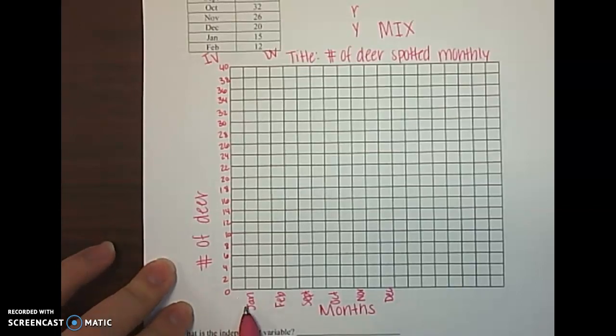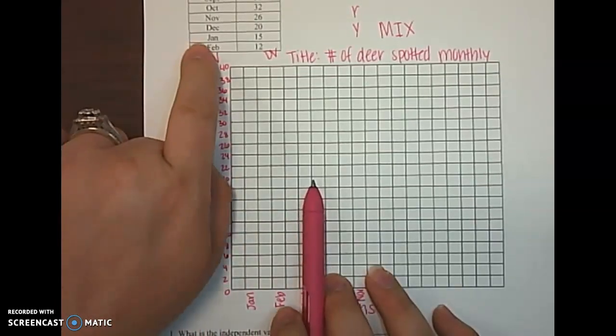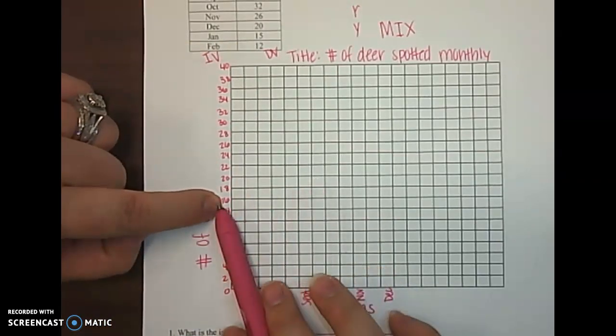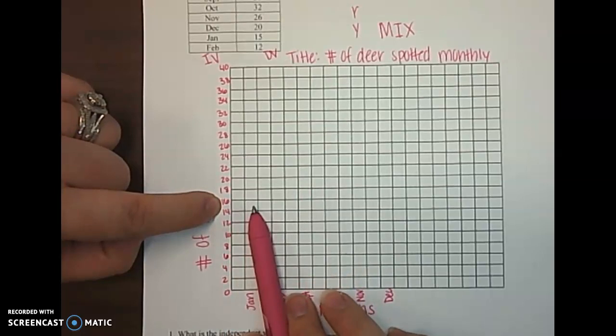All right, so now let's go and graph our data. On January, we saw 15. So we don't have a 15 on our graph. We have a 16 and a 14. So we know we're going to have to go in the middle.